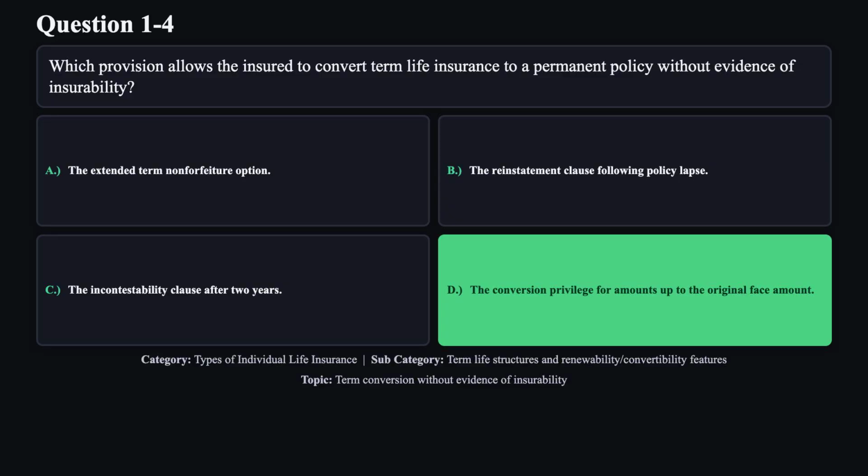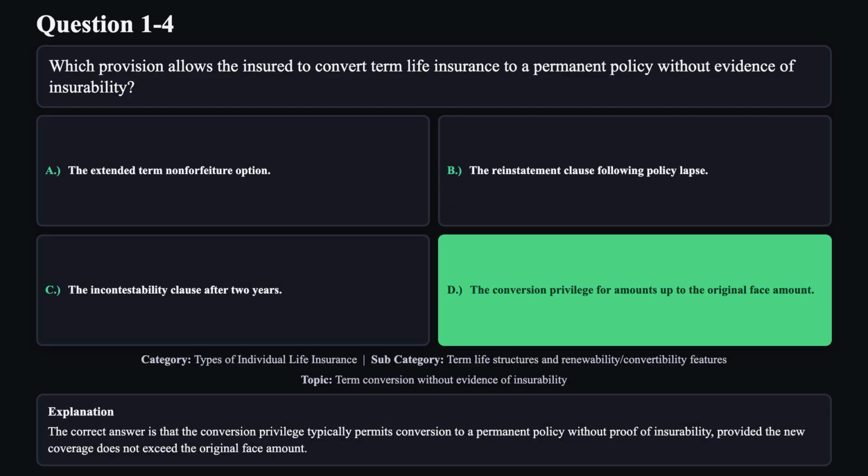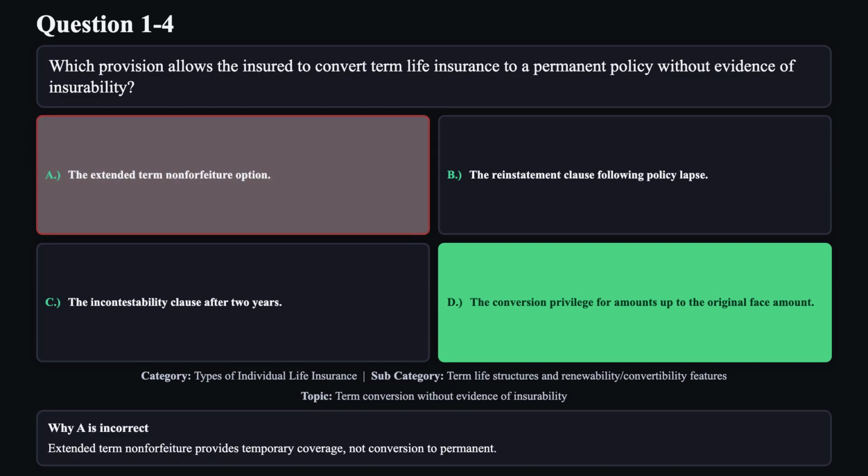The correct answer is D. The correct answer is that the conversion privilege typically permits conversion to a permanent policy without proof of insurability, provided the new coverage does not exceed the original face amount. Reason A is not correct. Extended term non-forfeiture provides temporary coverage, not conversion to permanent.